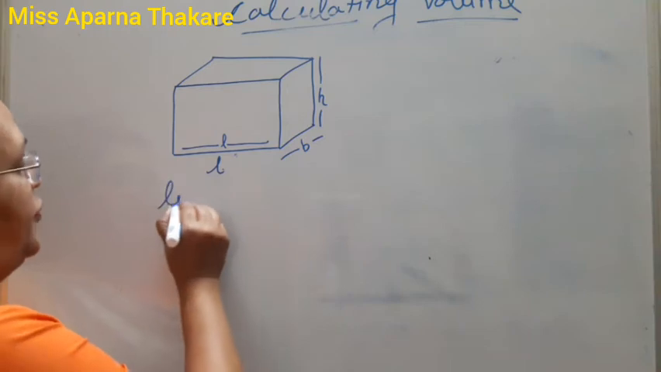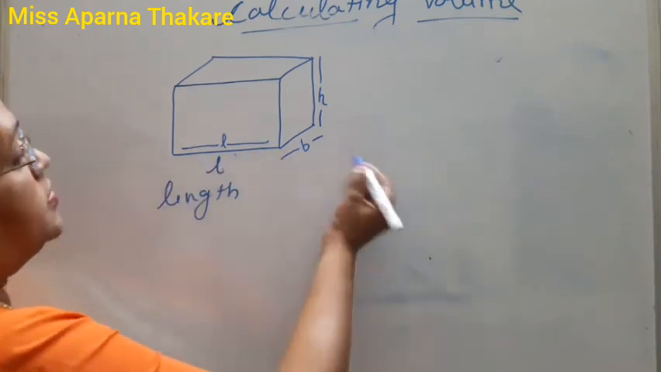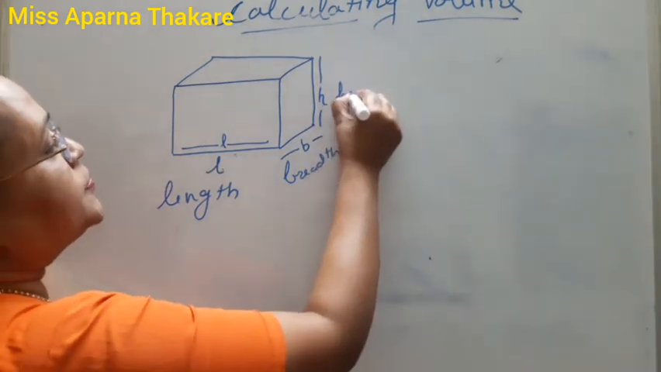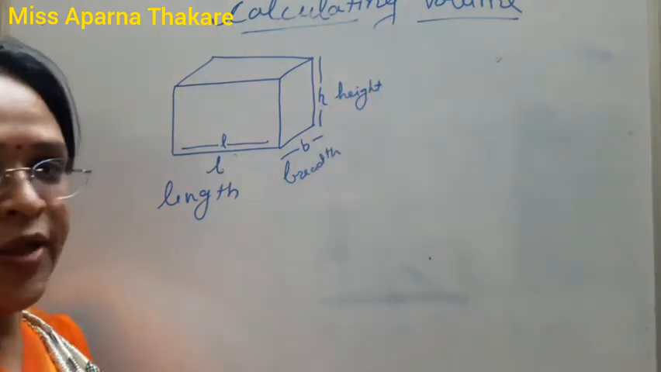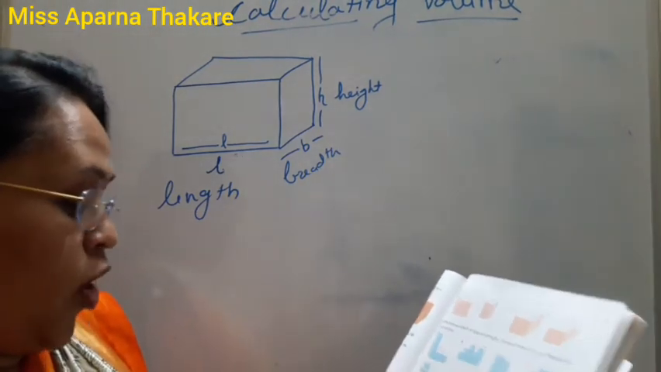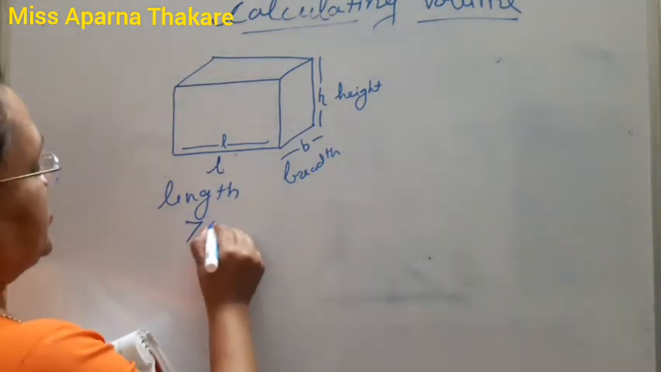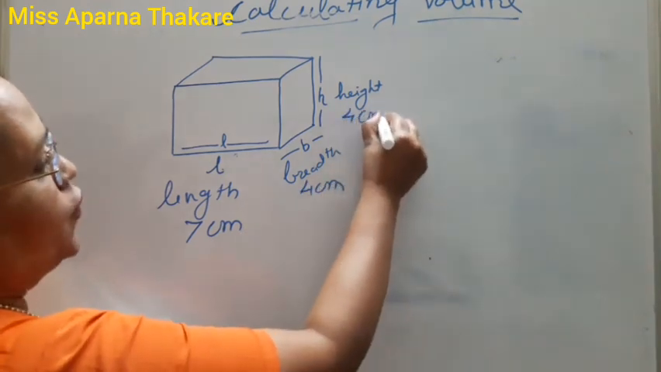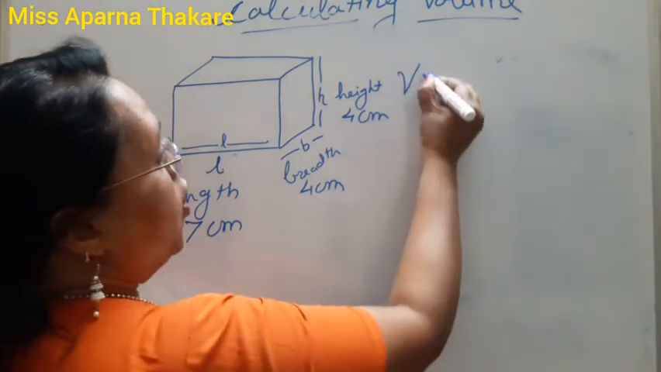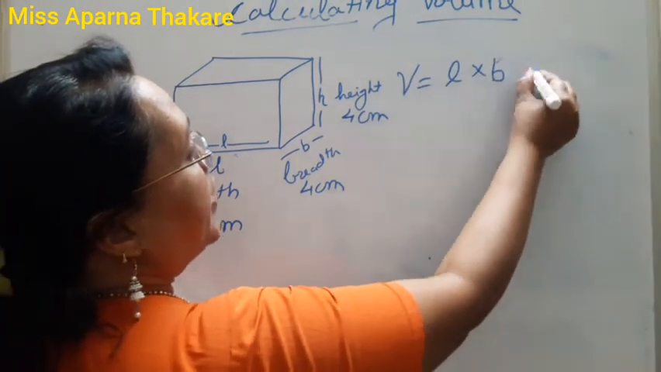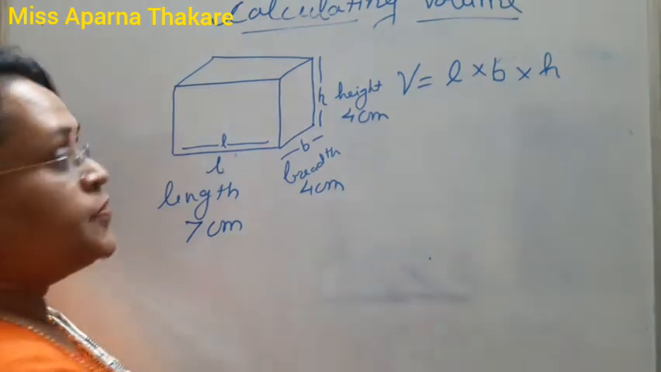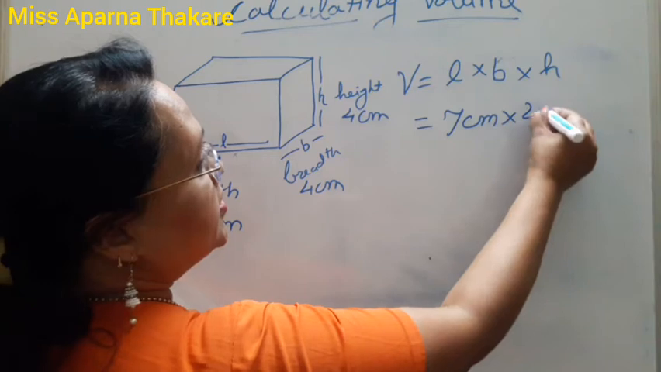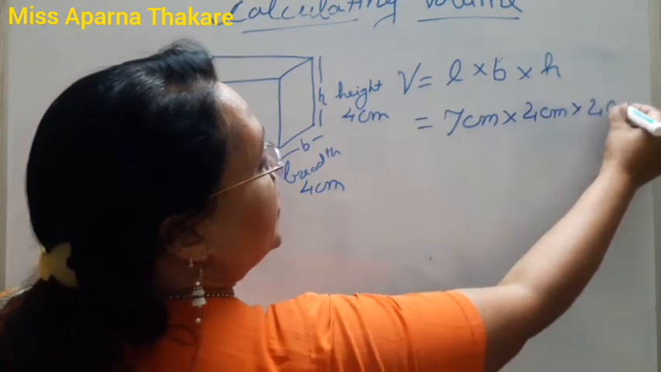Okay, this is the length. This is breadth. And this is height. Okay. So what this says is that the length equals 7 centimeter, breadth equals 4 centimeter and height equals 4 centimeter. Therefore, the volume equals length multiplied by breadth multiplied by height. It means 7 centimeter multiplied by 4 centimeter multiplied by 4 centimeter.